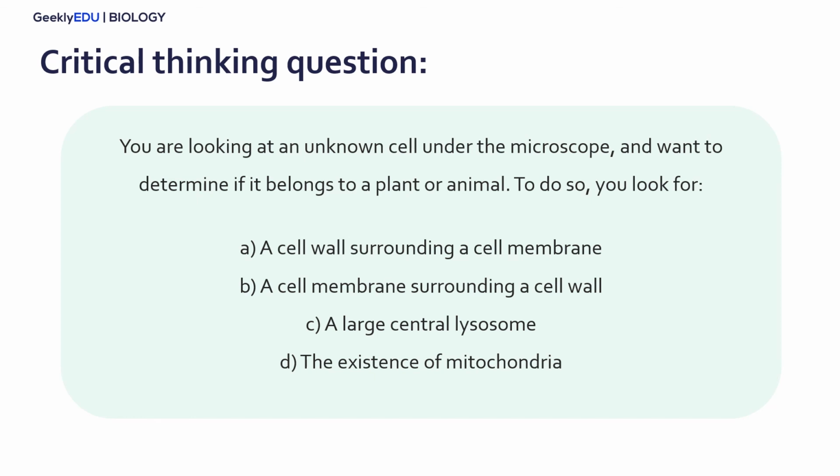And then now, the correct answer is A, a cell wall surrounding a cell membrane. So remember, only a plant cell will have a cell wall which is outside of the cell membrane, so that makes B incorrect. And then C is not correct, because the plant cells will not have a central lysosome, but rather a central vacuole. And then for D, both plant and animal cells have mitochondria, making that answer incorrect.